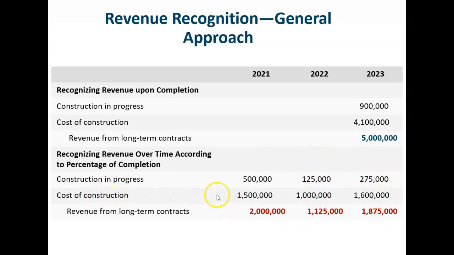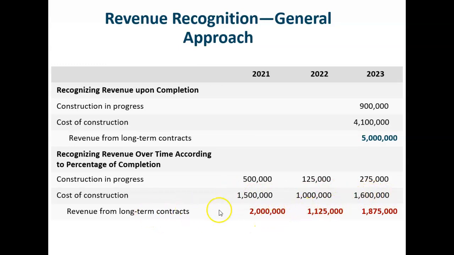The cost of construction in each of these years is the same that we saw in illustration 6-25 and shown on a prior slide. The cost of construction for 2021 were $1,500,000, for 2022 was $1 million, and for 2023 was $1,600,000. Those were given to us.